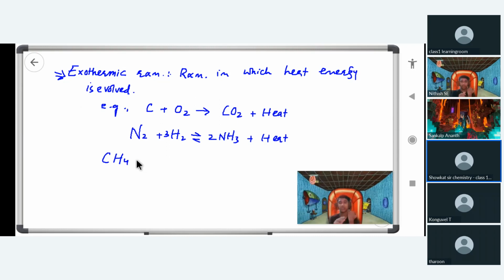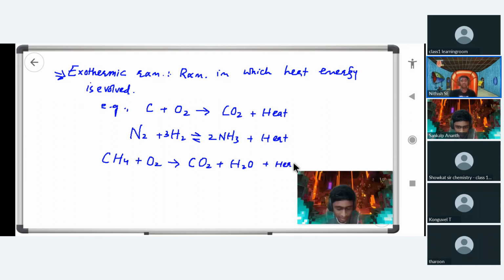Yes. Similarly, for example, if we write methane, it is our fuel. So I will burn it in presence of oxygen. So what will I get? Carbon dioxide plus water. Sir, is this a neutralization reaction?